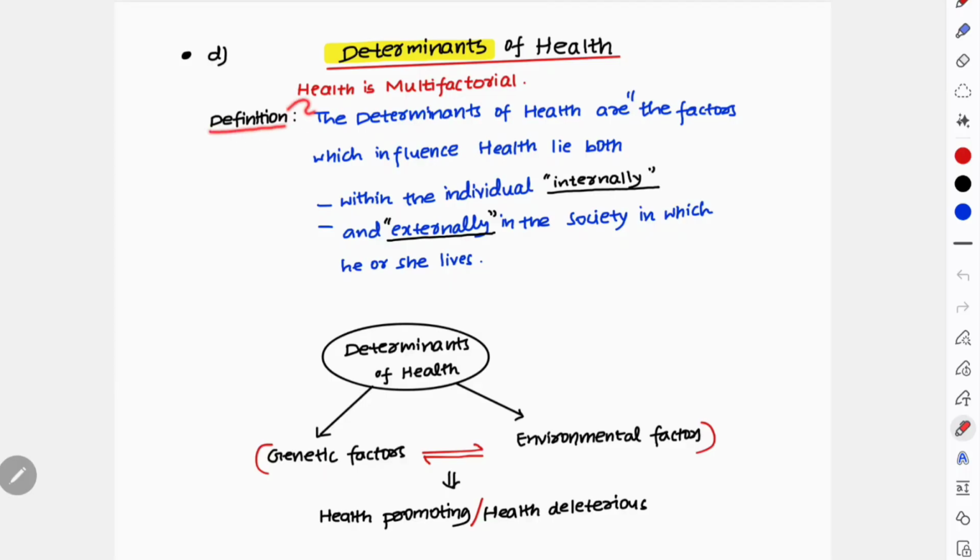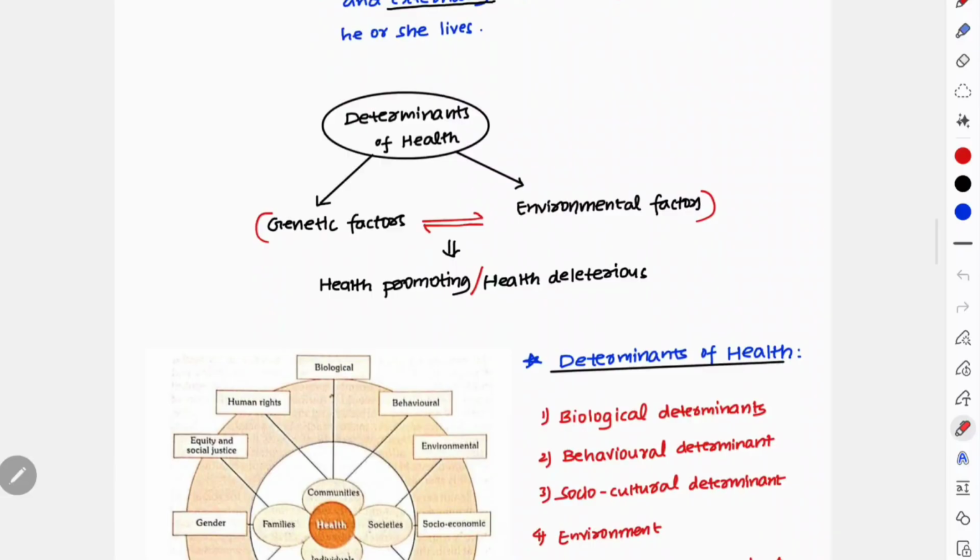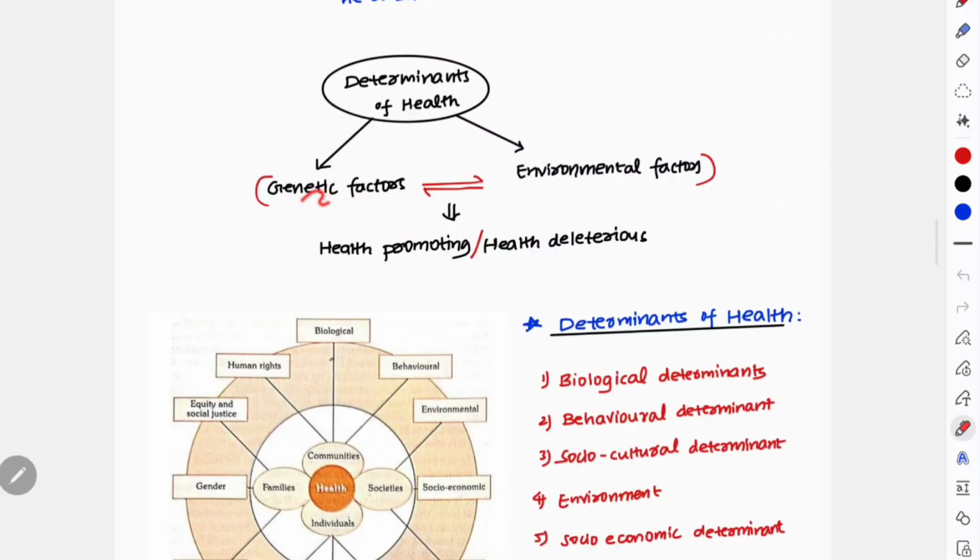The definition of the determinants of health is: the factors which influence health lie both within the individual, that is internally, and externally in the society in which he or she lives. So this is the definition. If you see the genetic factors and the environmental factors, as an equilibrium between the genetic factors and the environmental factors, which promote health or can also deteriorate health. So the determinants of health are the genetic factors and the environmental factors which promote or deteriorate the health.